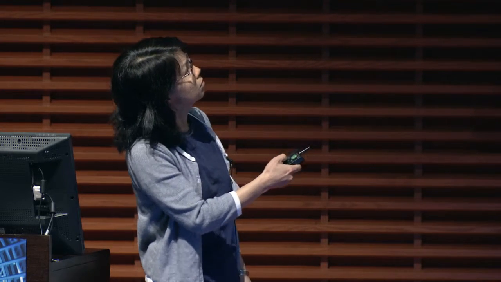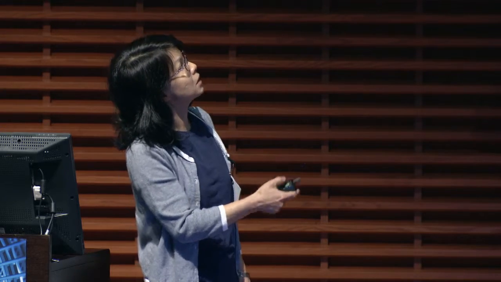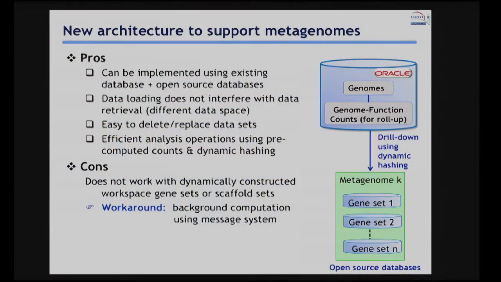Okay, so what did we do? We still have the Oracle database. We put our genome and our gene function counts, the pre-computed roll-up counts, in the Oracle database, which is fine because the size of the data is pretty small.